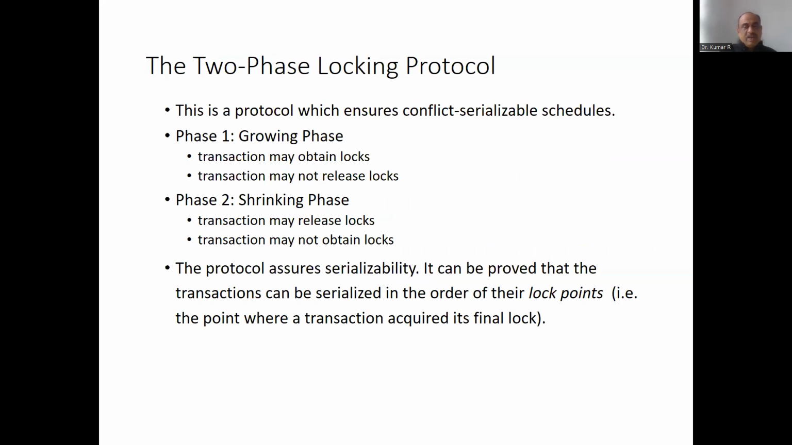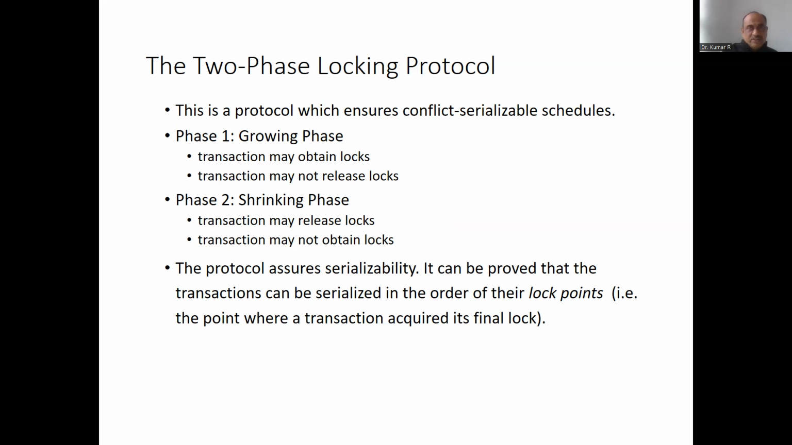The main need of the lock is that it ensures conflict serializable schedules. Do you know what a conflict serializable schedule is? A schedule is serializable if it is conflict equivalent. So we have two phases in this two-phase locking protocol. One is called the growing phase, another is called the shrinking phase. What do you mean by growing phase?